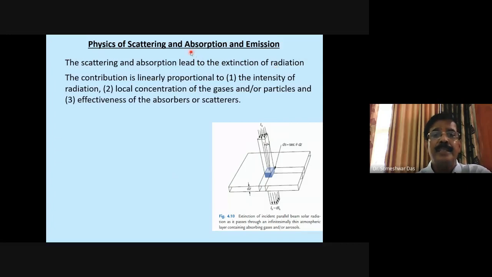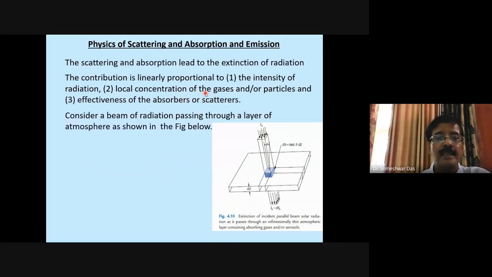The contribution is linearly proportional to three things. That means the extinction of the radiation is proportional to three things. One is the intensity of the radiation, second is the local concentration of the gases and or particles, and third is the effectiveness of the absorbers or scatterers. So the extinction coefficient depends on these three things.